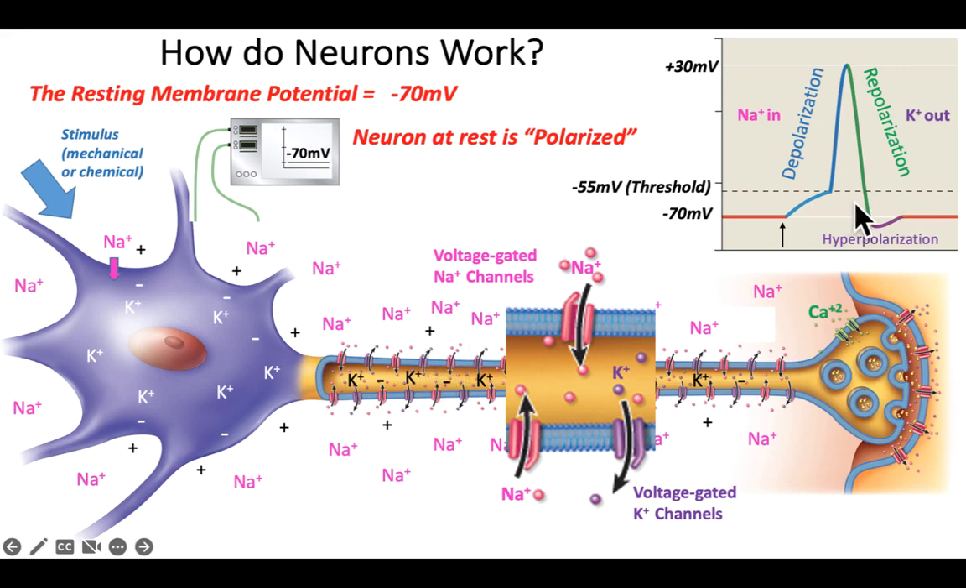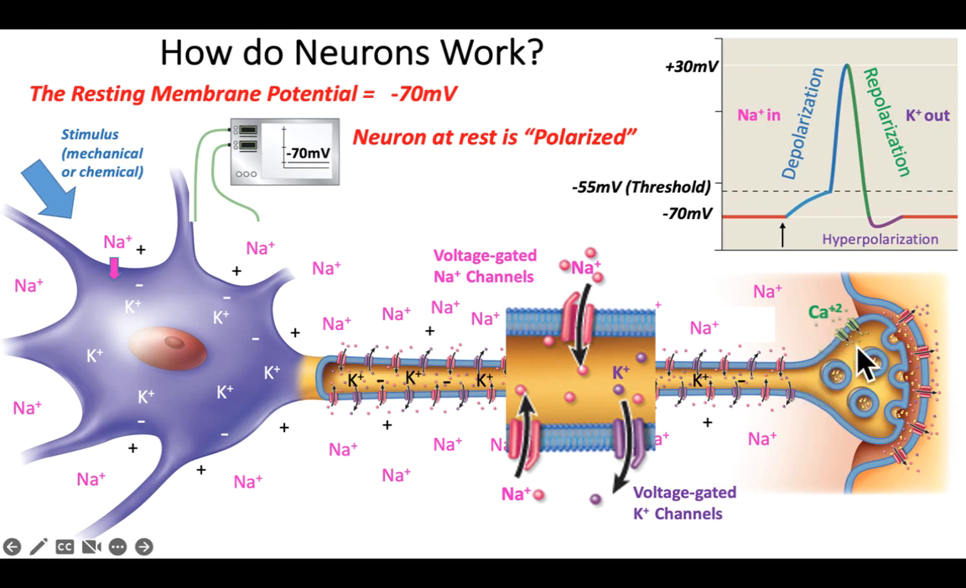Sometimes you go a little bit below the -70, and that's called hyperpolarizing because now you're getting even more negative than the -70. So this is the action potential kind of wave that occurs all the way down the axon until it gets to the calcium channels. Remember those calcium channels? Those open when these last sodium and potassium channels open.